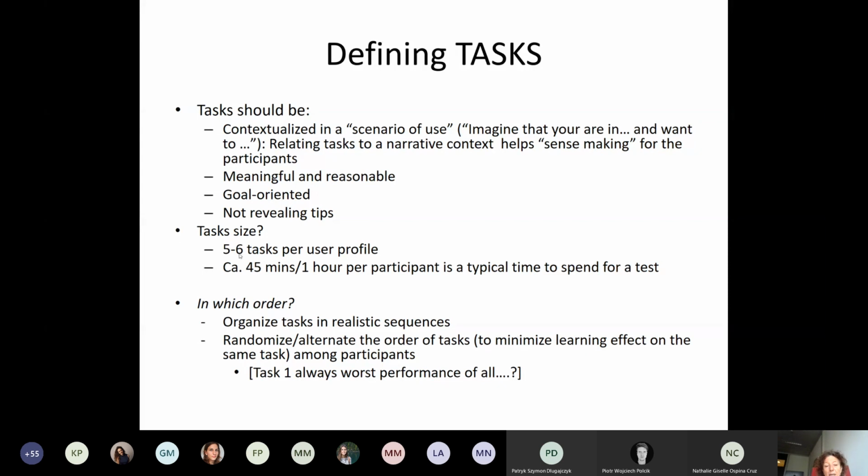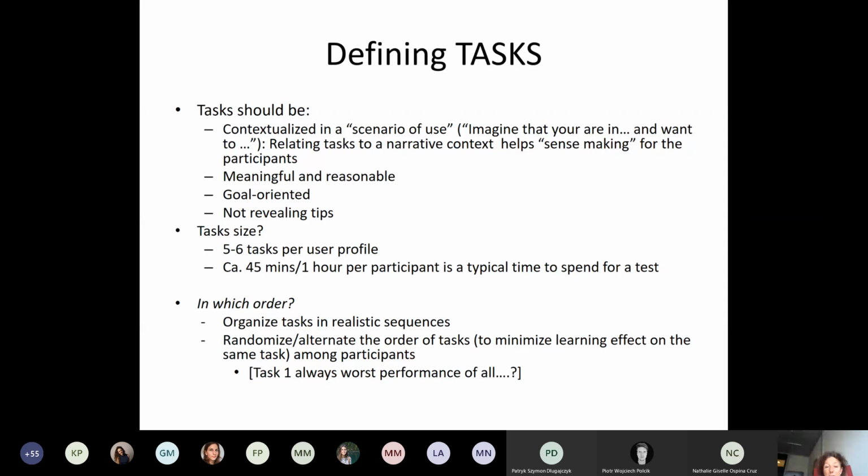And then what is the task size? In general, a good task size is 5-6 tasks per user profile. Because you have to consider that the average time for the user testing per participant is 45 minutes. It should not take longer. Actually, in very complex situations you do it for 1 hour, but 45 minutes is the maximum that you can assume.